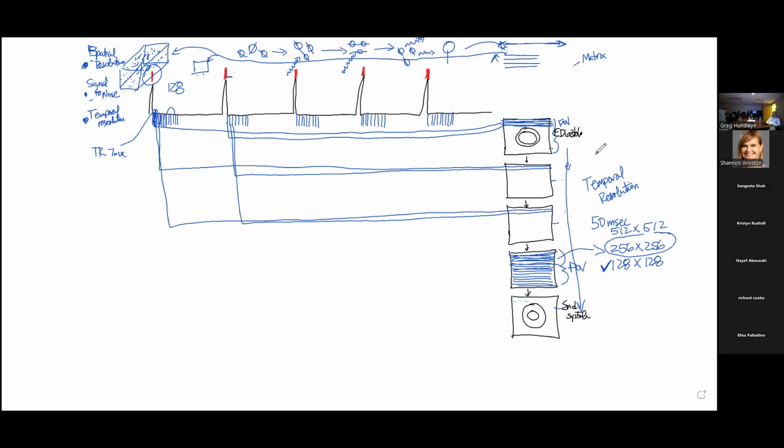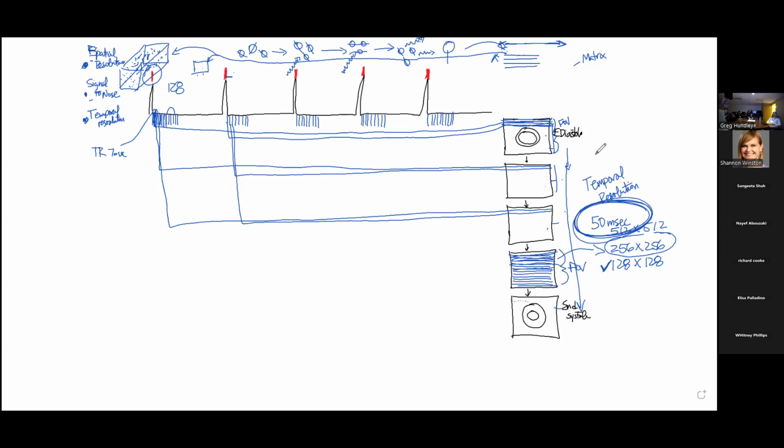Does everybody get that? So in review, we've got to make a movie which has lots of frames in it. Okay. We've got to have a 50 millisecond temporal resolution. Okay. That means the amount of time between this frame and this frame is 50 milliseconds. Why? So that we can capture end diastole and end systole.